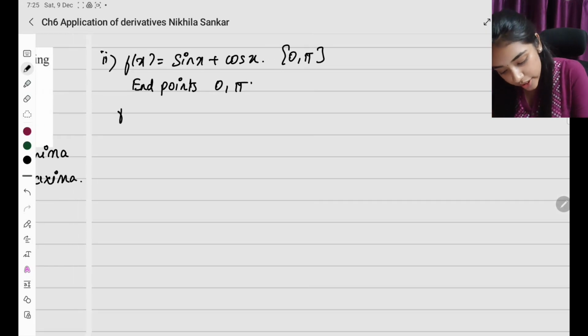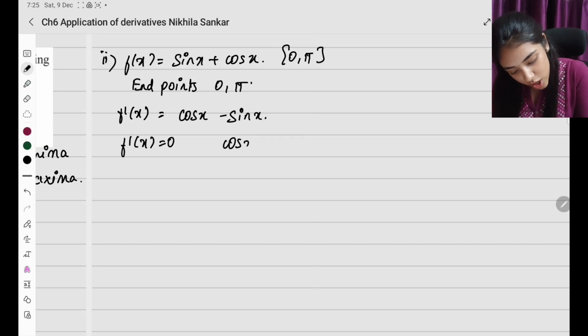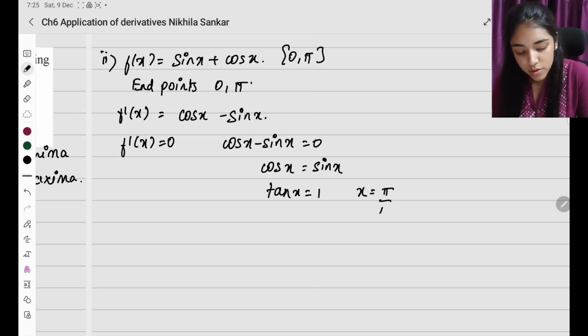Now the critical point. So when I find f dash of x first, derivative of sin x is cos x, derivative of cos x is minus sin x. Now when I equate f dash of x to 0, I have cos x minus sin x equals 0, cos x equals sin x, which means I have tan x equals 1. So the x value is going to be pi divided by 4. So these are my values.